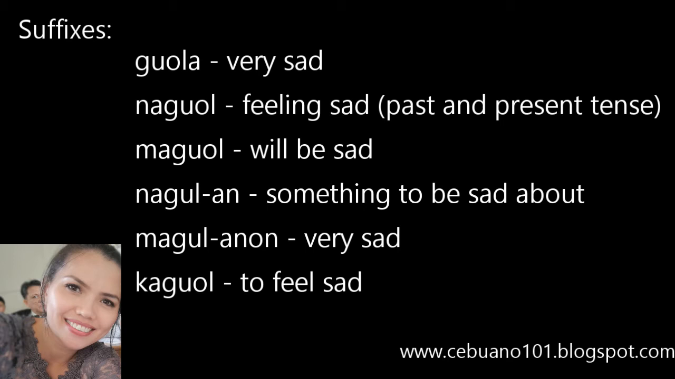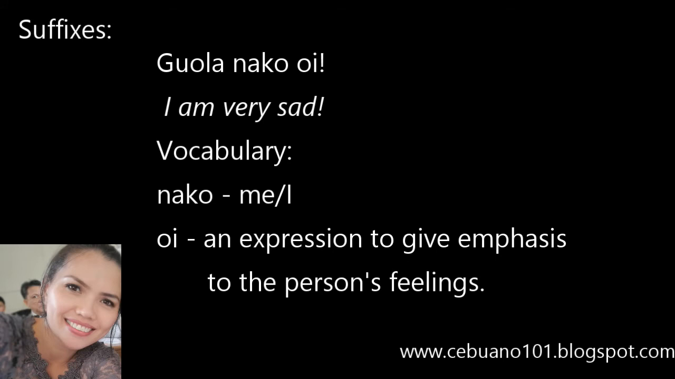Okay. Now we're going to proceed with the sample sentences. Alright, sample number 1. Guulan ako uy. I'm very sad. So, nako again is me or I. Guula, it's sadness, very sad. The uy there is an expression to give emphasis to the depth of the person's feelings. Like if you're really sad, you just put uy at the end to really express your emotions.